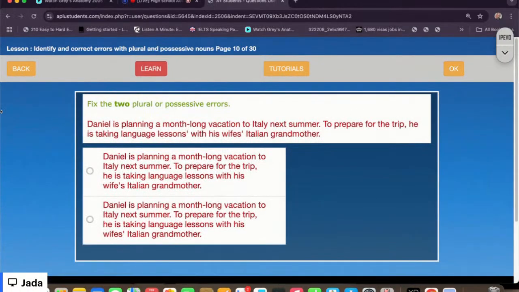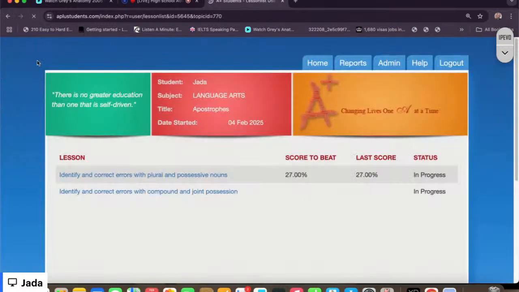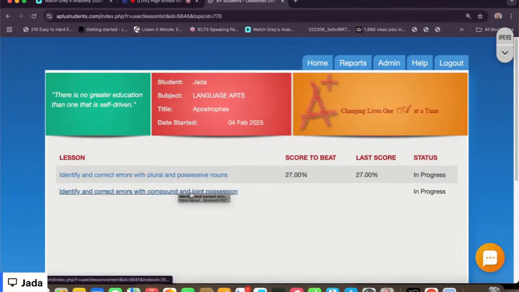All right, so that's it for the first part of this lesson. You can complete it if you haven't done it, and then we'll move on to the next one. Identify and correct errors with compound and joint possession.